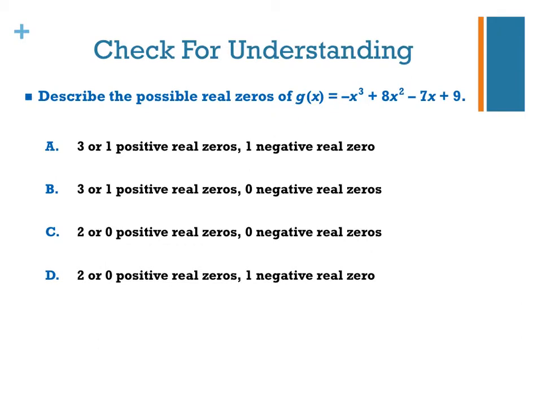Alright, it's time for you to check your understanding of Descartes' rule of signs. I would like you to describe the possible real zeros, both positive and negative, for the function g of x equals negative x cubed plus 8x squared minus 7x plus 9. You have 4 choices, A, B, C, and D. So go ahead and pause the video now, work out your solution, and select your response.